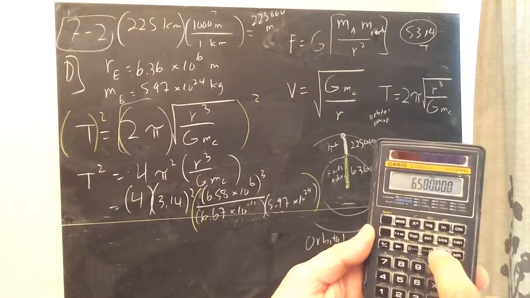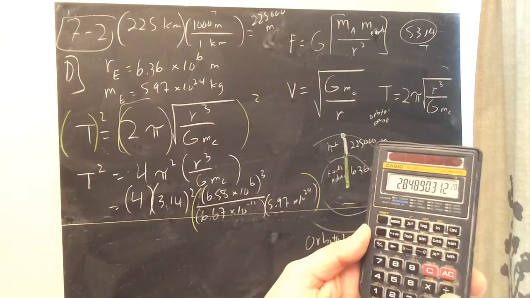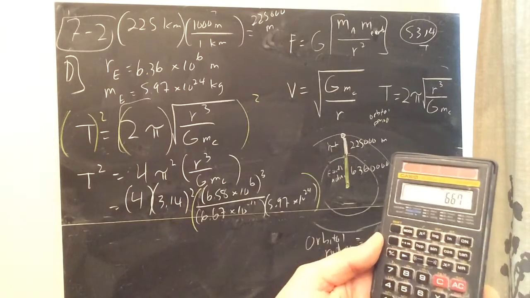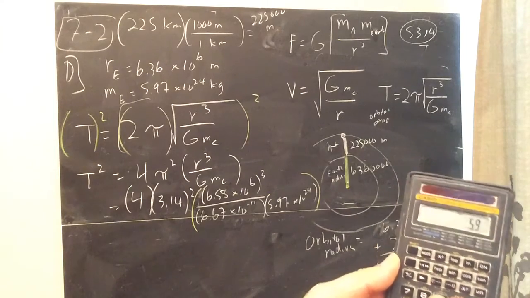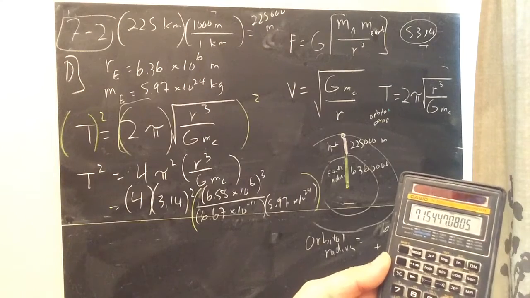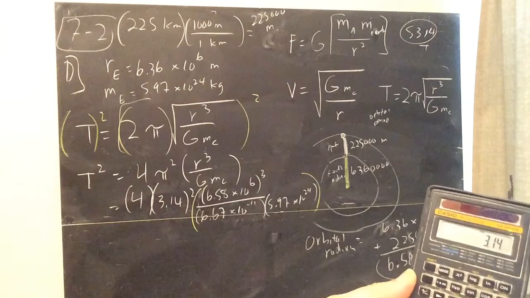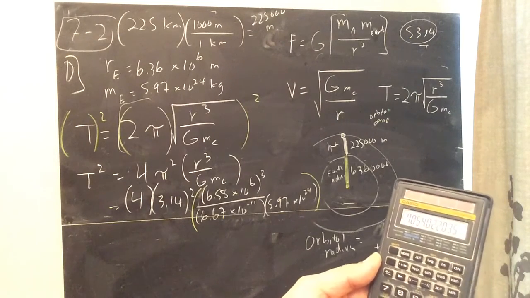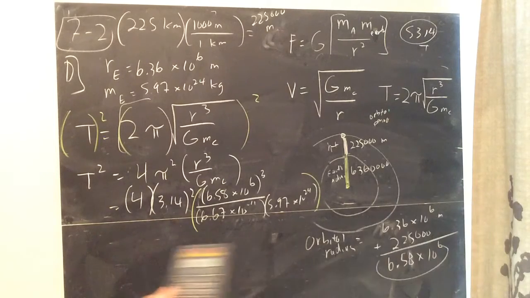For my calculator, I do x to the y. That means raise it to the third power. And I get that. Now I'm going to divide that number by 6.67 times 10 to the negative 11. Now I'm going to divide it also by 5.97 times 10 to the 24th. Now I'm going to multiply it by pi, 3.14, twice. Now multiply by 4. All right, now I get this crazy looking number.